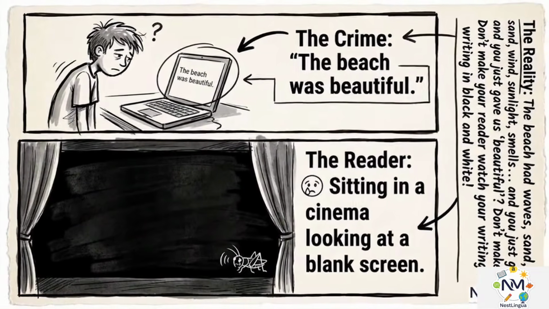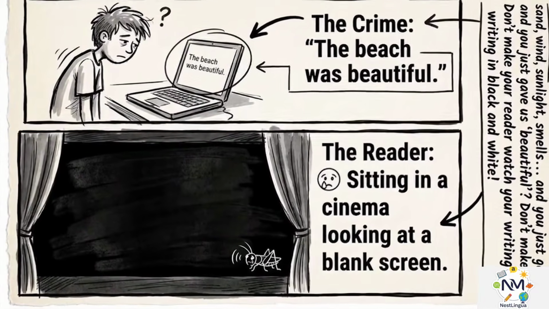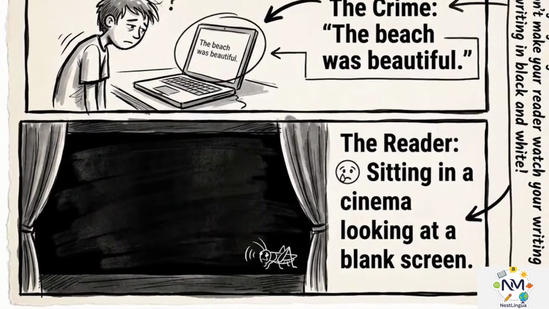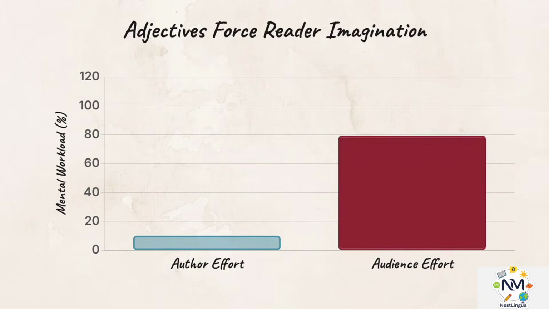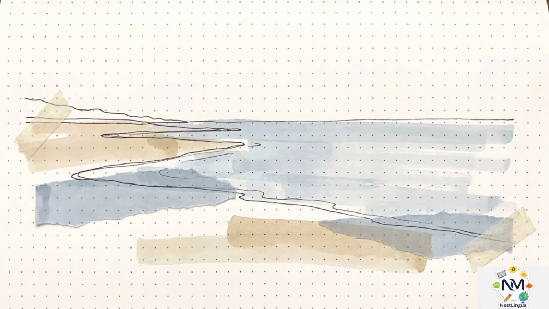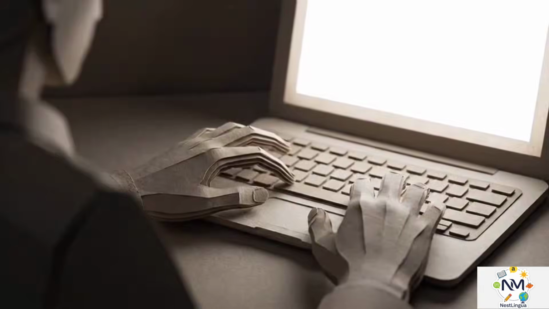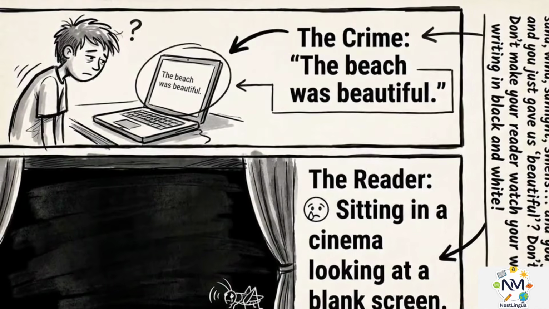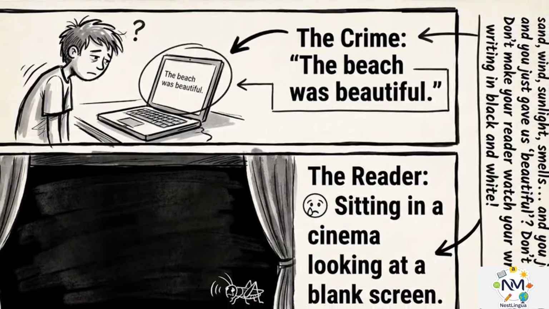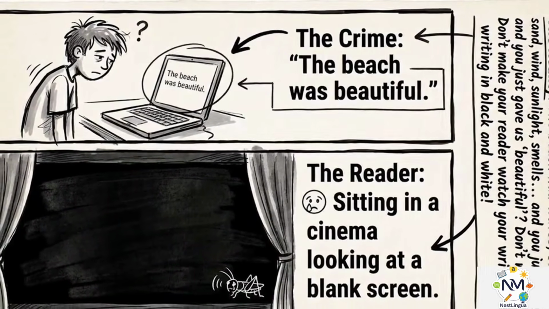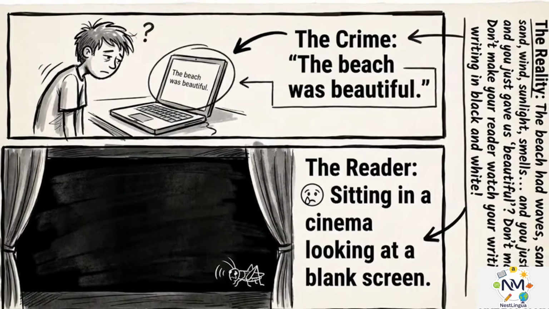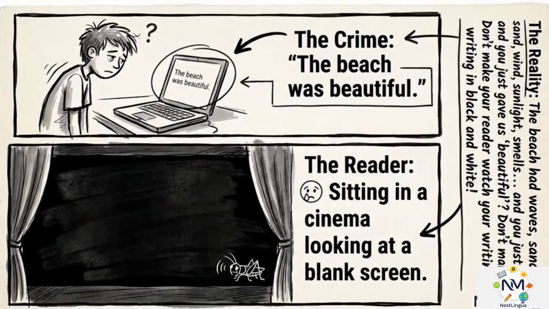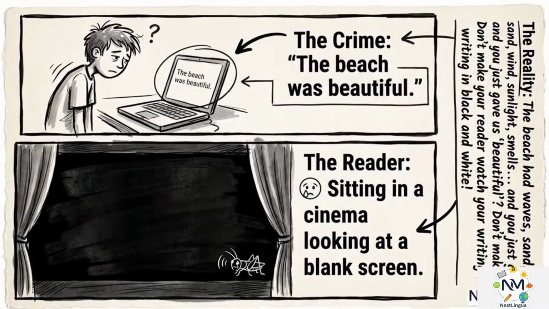When you write like this, you are forcing your reader to sit in a dark theater, looking at a completely blank screen. Relying on basic adjectives makes your reader do all the imaginative work. It results in a black and white experience that the brain quickly forgets. Our writer needs to describe a beach, and the result is, "The beach was beautiful." Writing a lazy sentence like this forces your audience to stare at a blank screen. It denies them the visual data they need to imagine the scene.